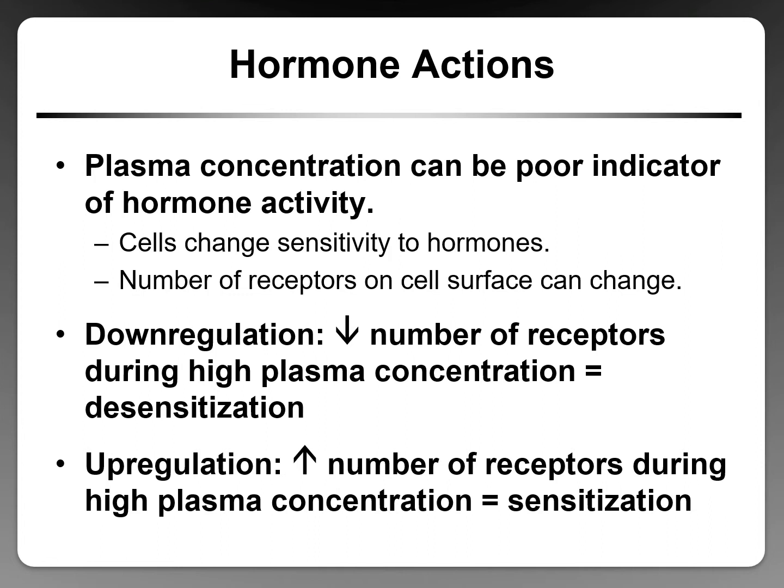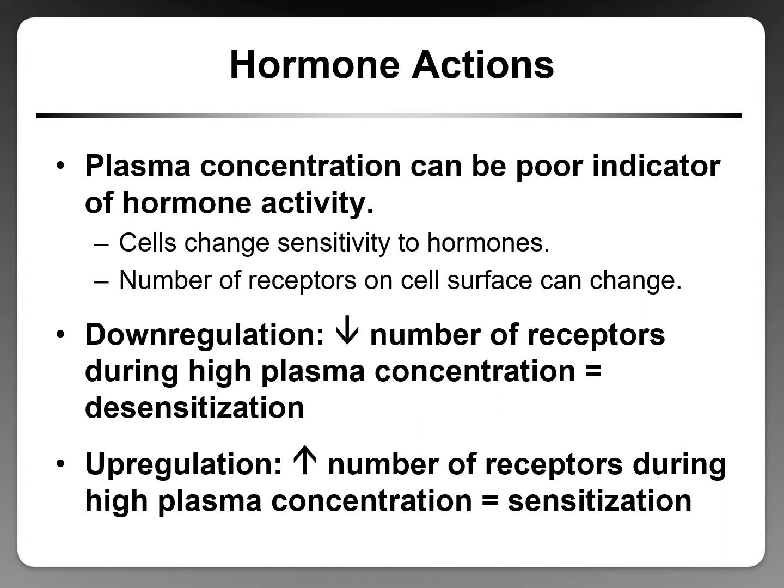Hormones are going to act in the human body in several different ways. However, because they are produced and released in bursts, the plasma concentration is a poor indicator of hormone activity in the body. That is because not only can we change the amount of hormones in the human body, we can also change a cell's sensitivity to hormones. We can also change the number of receptors on a cell's surface. The way we can control hormones is either through downregulation or upregulation.